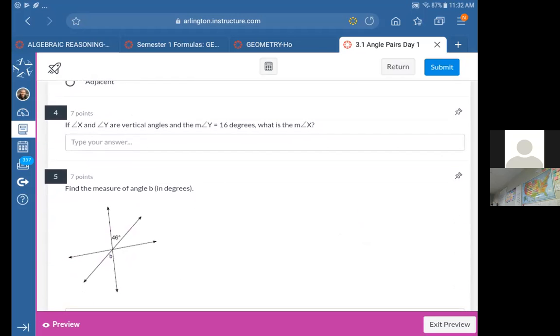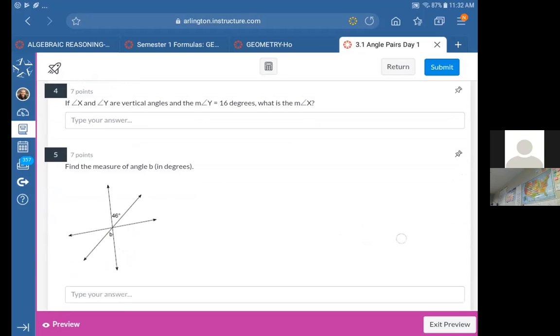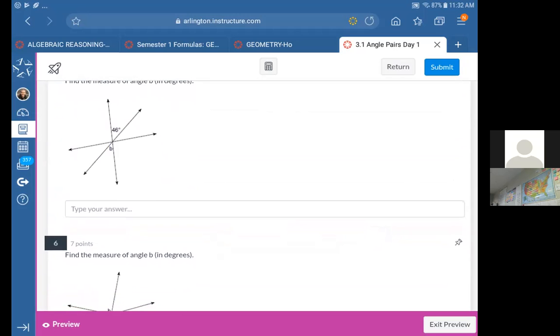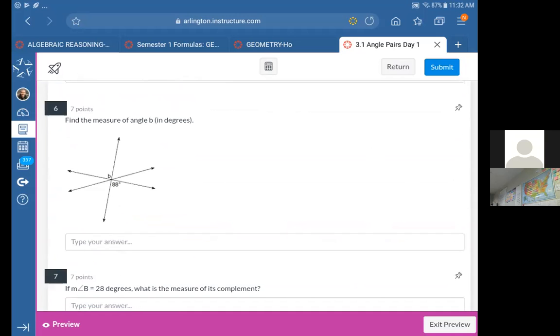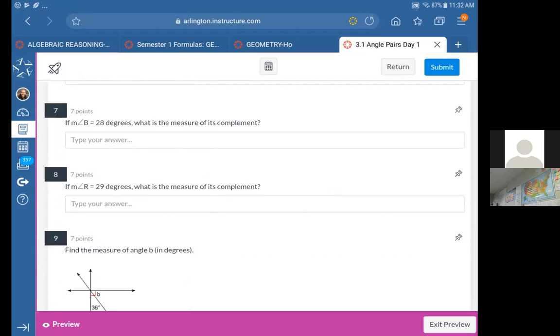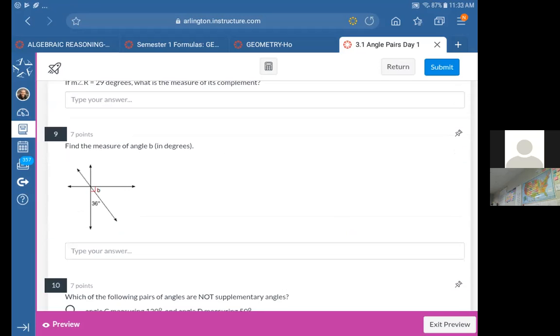This one, vertical angles are the same, so there's no math you have to do there. So you just got to figure out what it is, and then they're either going to add up to 90, add up to 180, or they're going to be the same. I think that's all you cover on here. So like number 7 here, complement is going to be what, 180 or 90? I mean 90. So for number 7 on this one, all you do is subtract 28 from 90, and you have the answer.